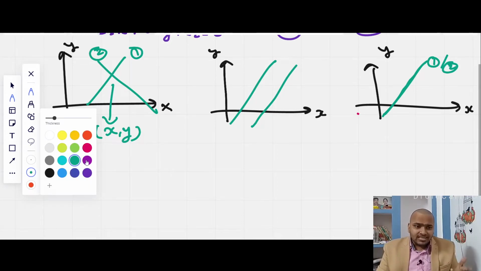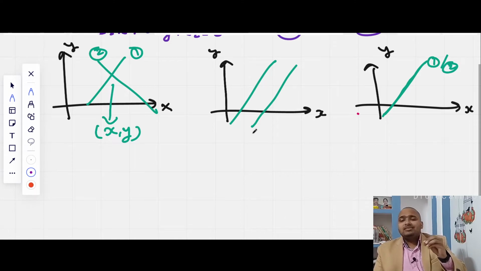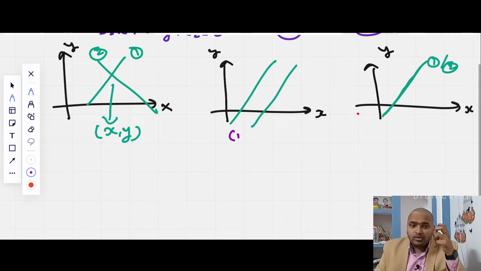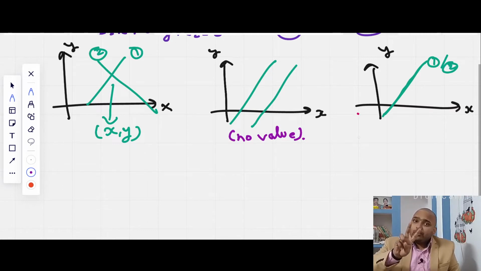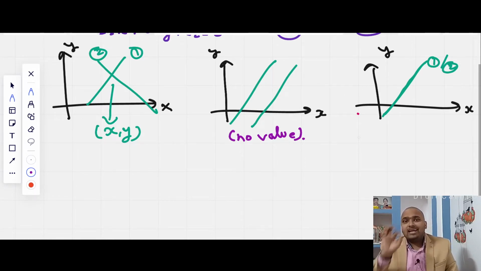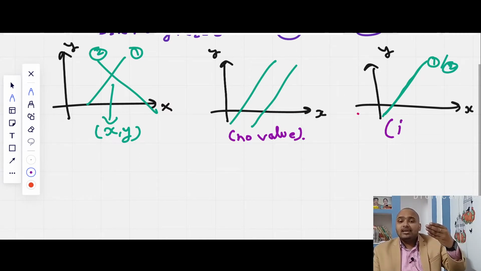In the next case, they are parallel to each other, meaning they never intersect, so there is no value of x and y which can satisfy the given equations. We don't get any value of x and y here. But when they are coincident, both equations agree at infinite points. At infinite values of x and y, they satisfy each other. So the points which satisfy the given equations are infinite.